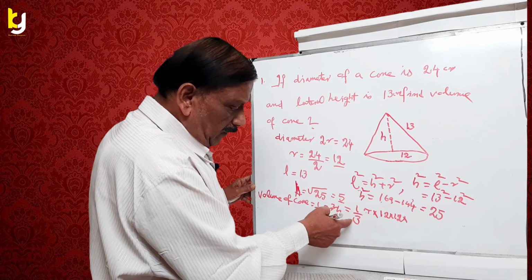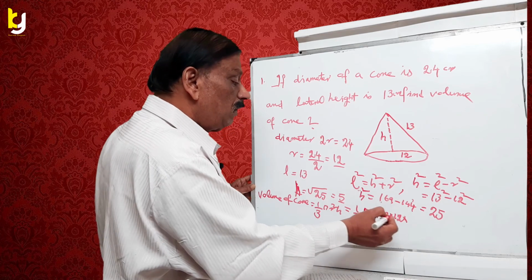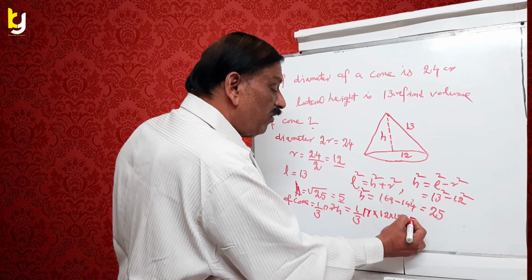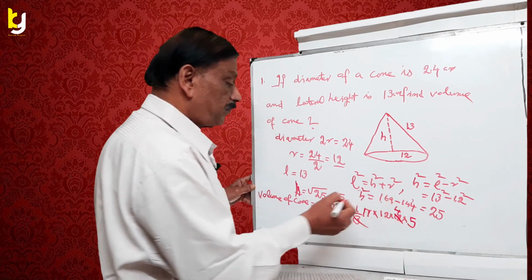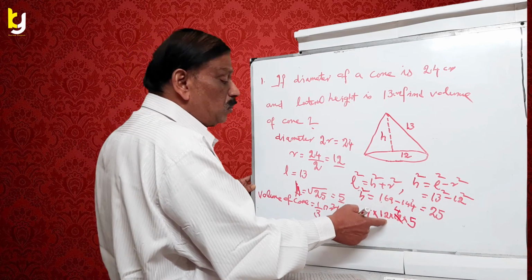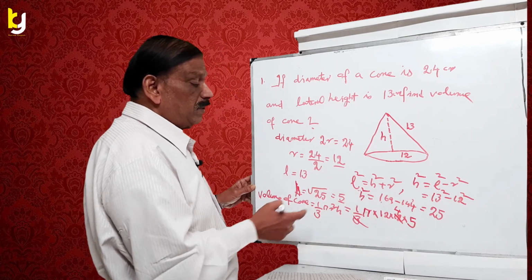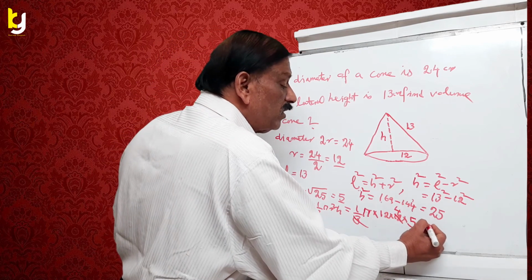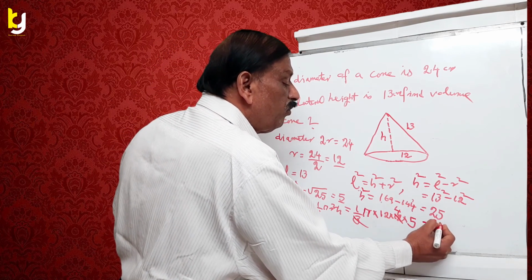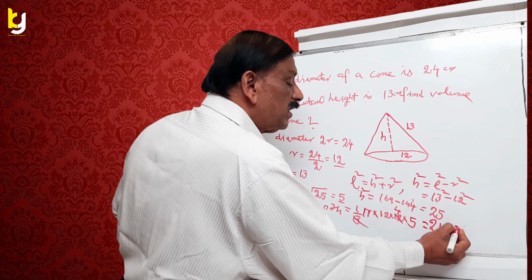1 by 3 into pi into 12 into 12 into 5. 3 will go in 12 4 times. That is 12 into 4 into 5. 4 into 5, that is 20. 12 into 20, that is equal to 240. Therefore, this is equal to 240 pi centimeter cubed.